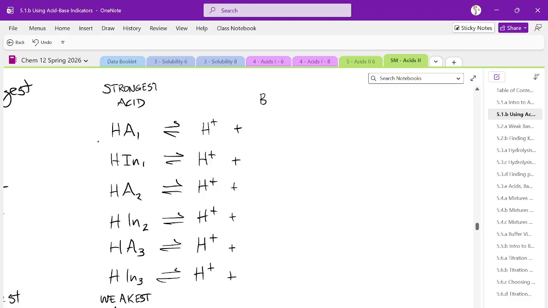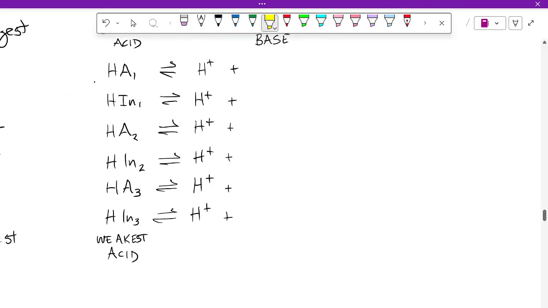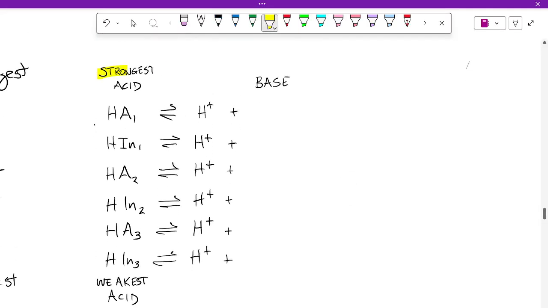And over here, we're going to have the bases. Which base is going to be at the top? How would I label it, similar to how I have labeled the acids? At the top, I have the strongest acids. At the bottom, I have the weakest acid. At the top, what kind of base am I going to have? Weakest base. And at the bottom, we're going to have the strongest base.